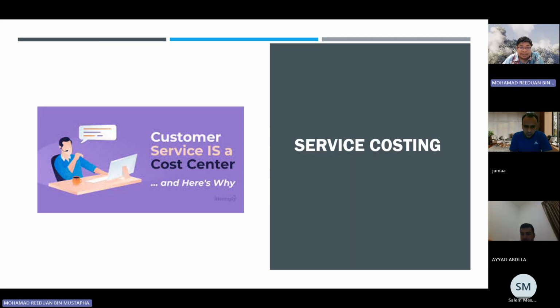Okay, so now we go to service costing. Customer is a cost center. And here, why is the customer a cost center?